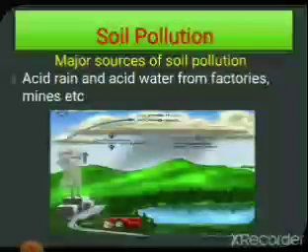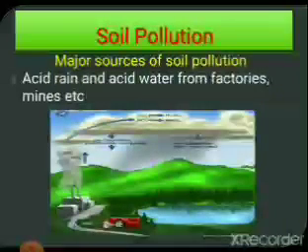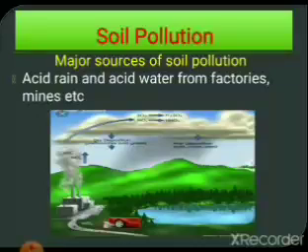Now, up till now, we have seen something about soil as a resource. From here onwards, we will see soil pollution. So, soil pollution means what? Whatever soil we have, we as human beings or living creatures are destroying it. So, what are the major sources of soil pollution? Sources of soil pollution means the different reasons wherein the soil is getting polluted.